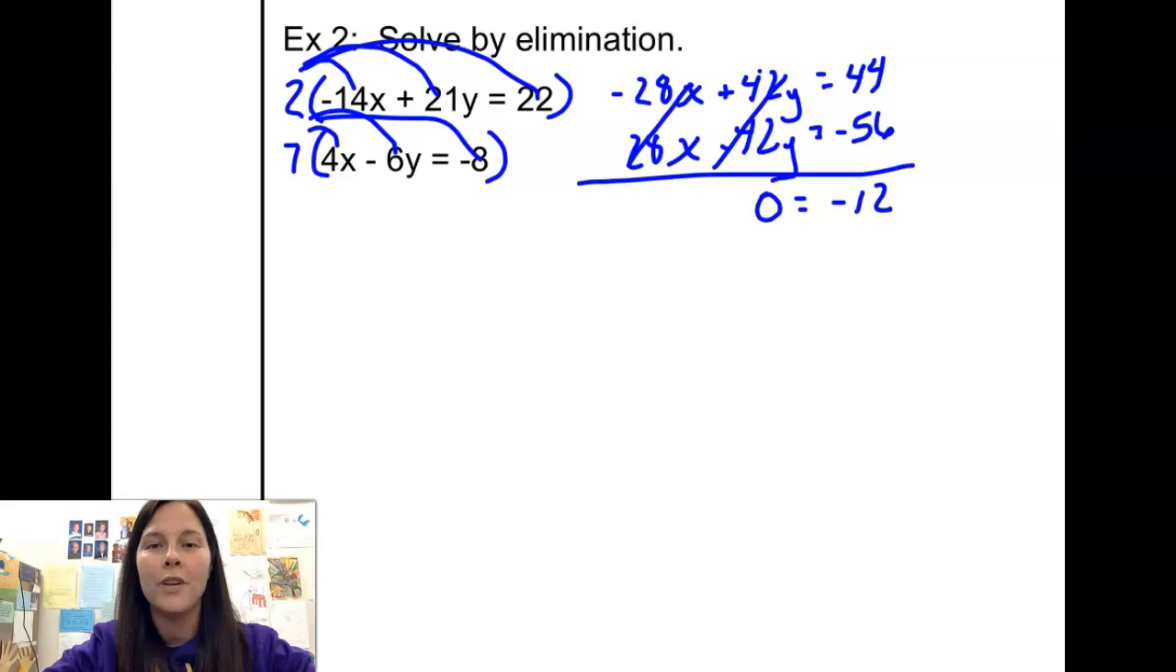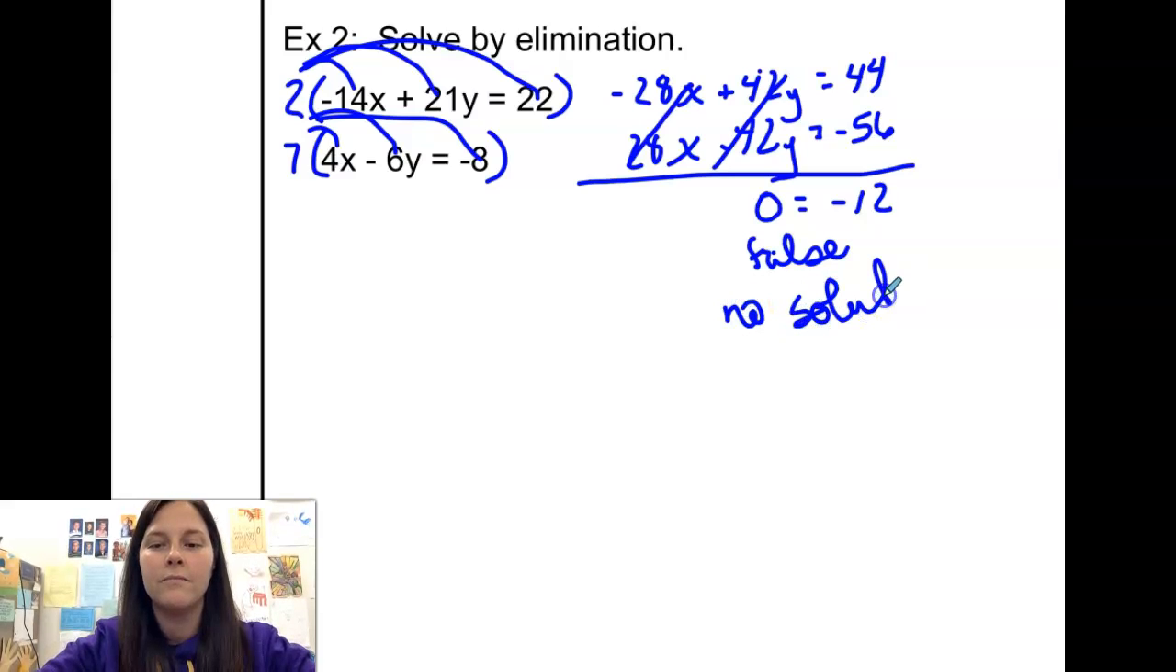So when both variables cancel, we ask ourselves if the result is true or false. Of course, 0 does not equal negative 12, so that means this system has no solution.